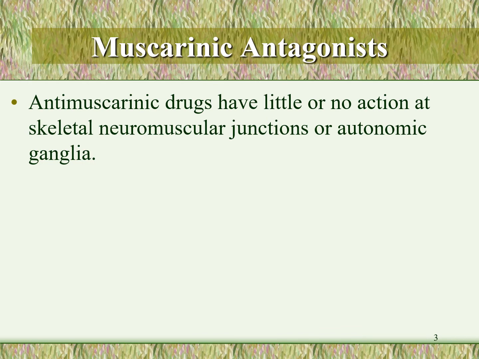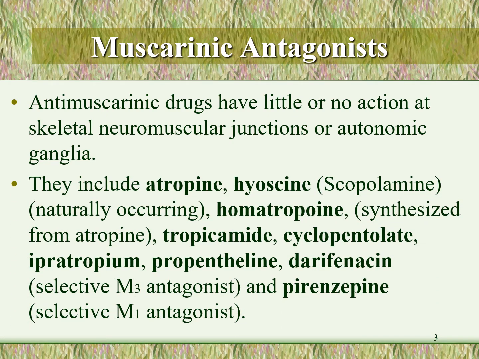These antimuscarinic drugs have no or very little action at the skeletal neuromuscular junction or autonomic ganglia, because these drugs selectively block the muscarinic receptors. At the neuromuscular junction there is a nicotinic receptor, and at the autonomic ganglia there is another subtype of nicotinic receptor. So they have no effect on autonomic ganglia or on the neuromuscular junction.